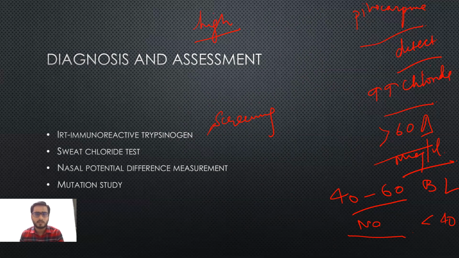Next is the mutation studies. So this mutation study is basically dependent on the type of center that is doing these mutation studies. Some are checking for 1400 mutations. Some are only looking for 100 mutations. So it depends on the lab to lab and how they are able to diagnose.